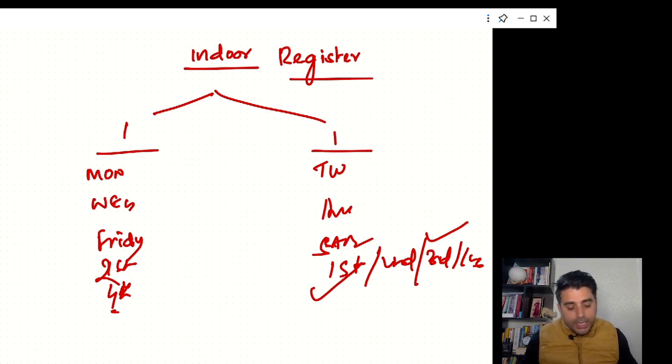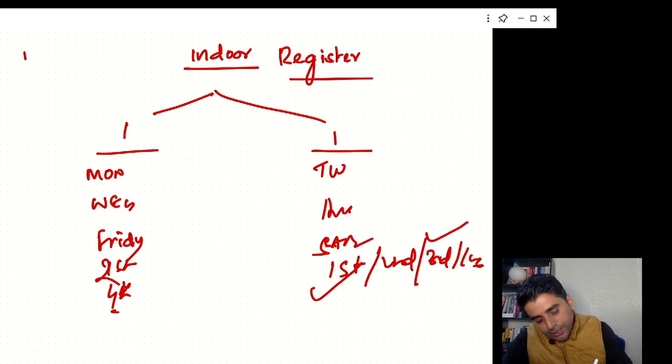Now, what do you need to close in the indoor register? In the indoor register, first of all, from the MRD you need to find out the date of admission. Like if it is on 3rd December 2023, that is on Sunday.